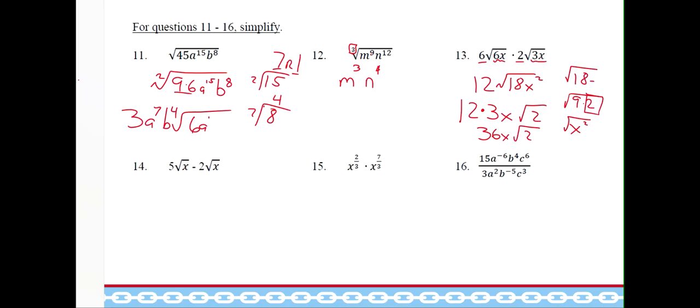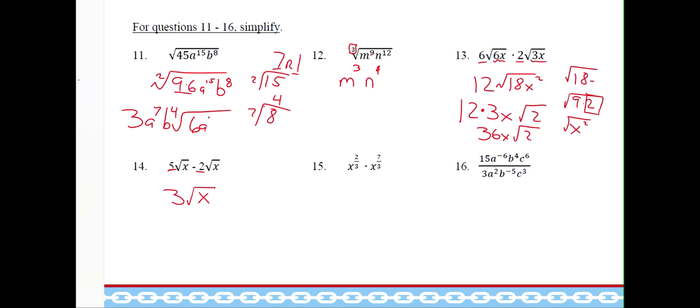For 14, I am going to basically do a modified combined like terms. I have 5 square roots of x minus 2 square roots of x. So I'm going to subtract the 5 and the 2. 5 minus 2 is 3. And we're talking about square roots of x.